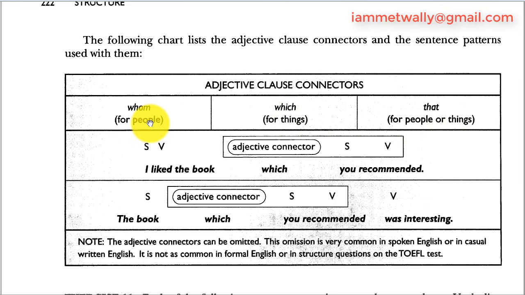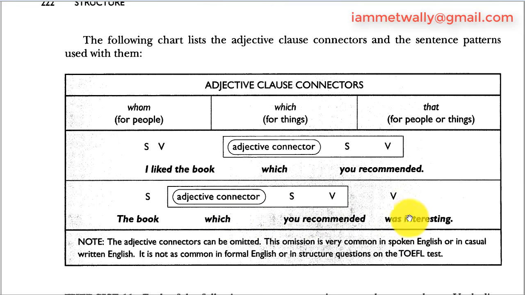Whom for people, and of course it is for the object. Which for things, and that for both. The pattern is subject, verb, adjective connector, and adjective clause, and then subject, verb. I like the book which he recommended. I liked: subject, verb. The book, this is the word I'm going to describe, which is a connector. You recommended: subject, verb. Which you recommended describes which book you liked.